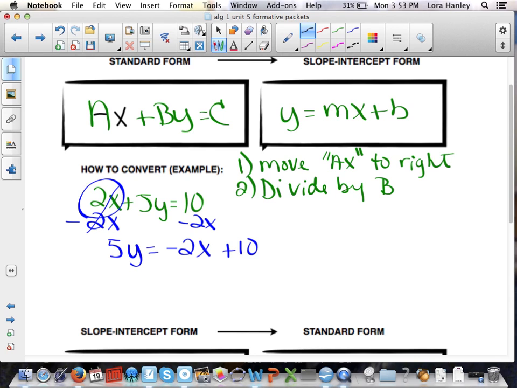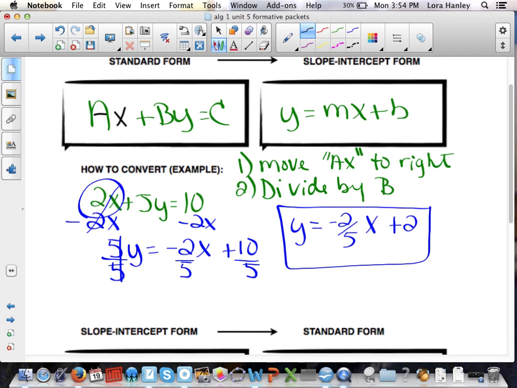And your last step is to divide by your b value, which in this case is the 5. So dividing, and I want to divide each piece so don't leave anything out. Lastly, simplify if you can. So y is equal to negative 2/5 x. We always want to leave our slope as a fraction. And 10 divided by 5 is actually a positive 2.